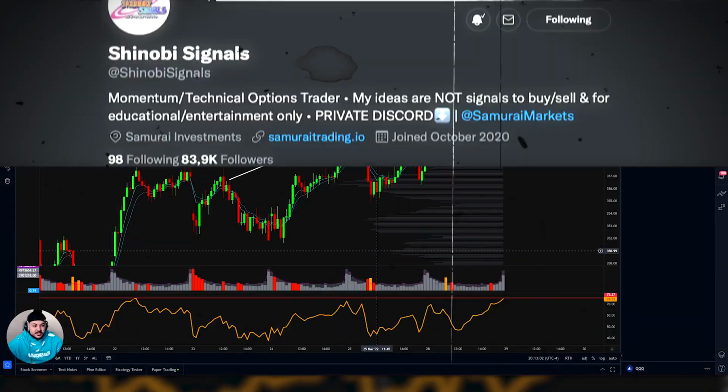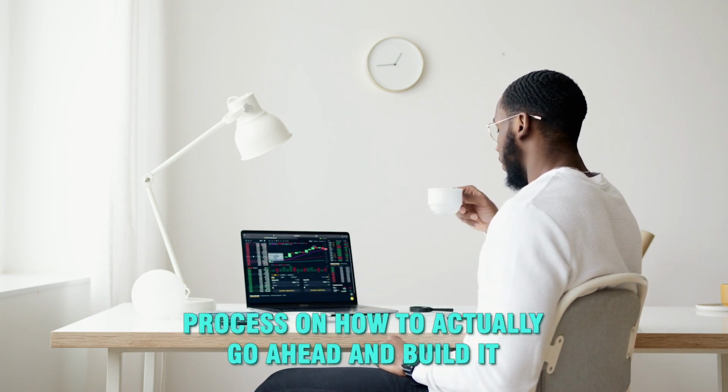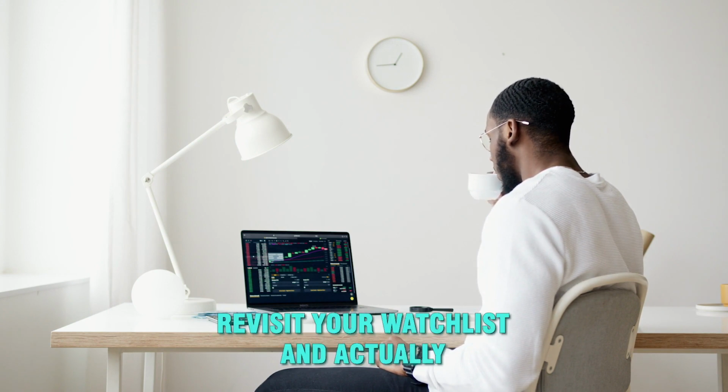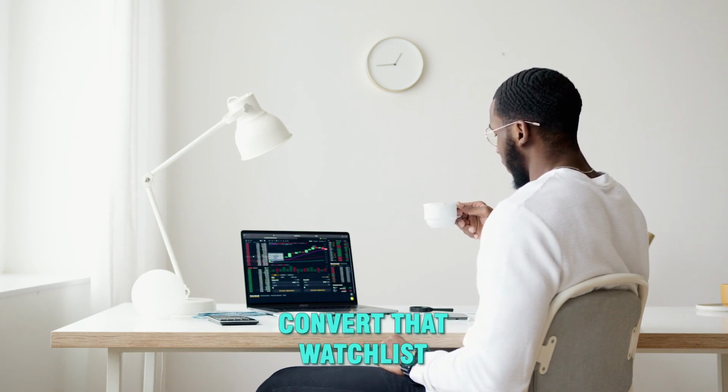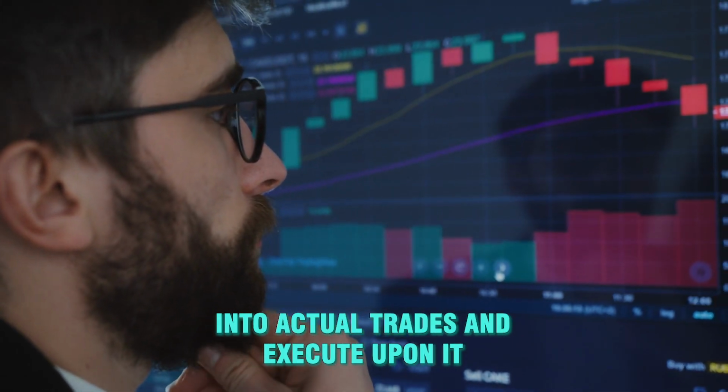So anyways, guys, let's get started. How to build a watch list. We're going to have around a 6-step process on how to actually go ahead and build it. And then a 2-step process on how you could go back, revisit your watch list and actually convert the watch list. And then we're going to go back with the 2-step process and learn how you can convert the watch list into actual trades and execute upon it.